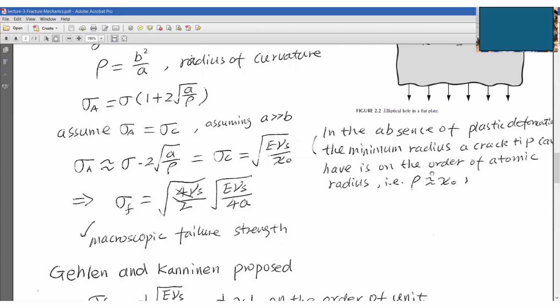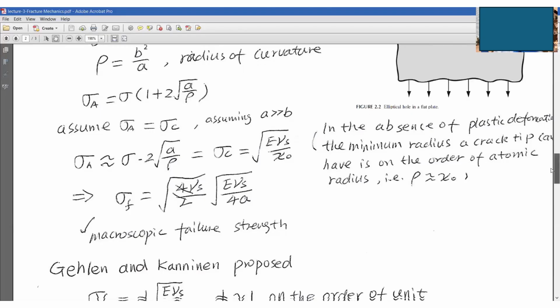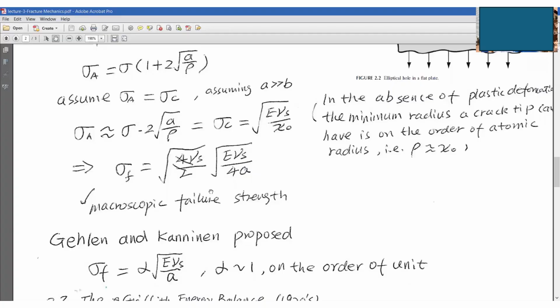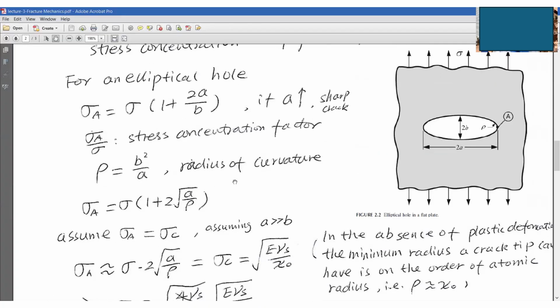When rho, if we do not take care of the plastic deformation, is on the order of the equilibrium spacing x0, that's the reason we can write sigma F equals square root of E gamma S over a. This is our equation, and it is called the microscopic failure stress. Okay?